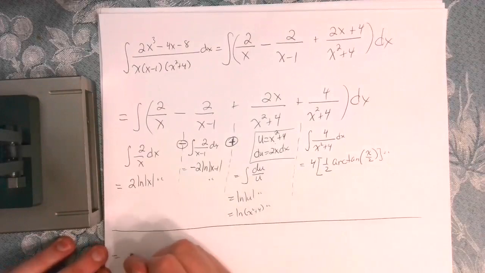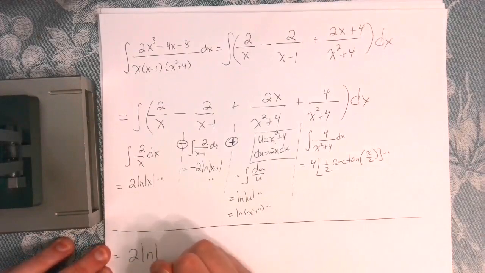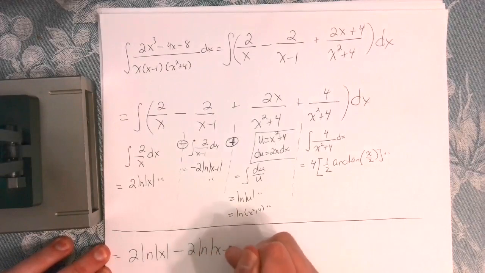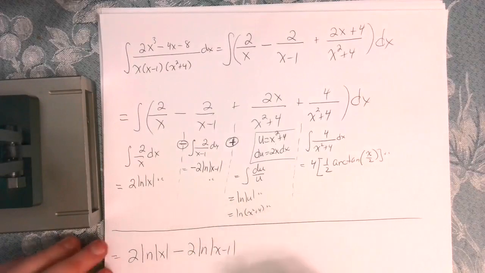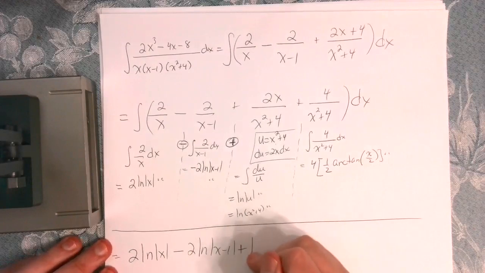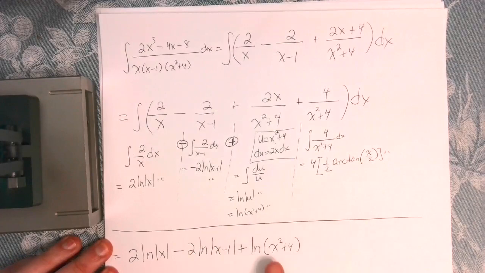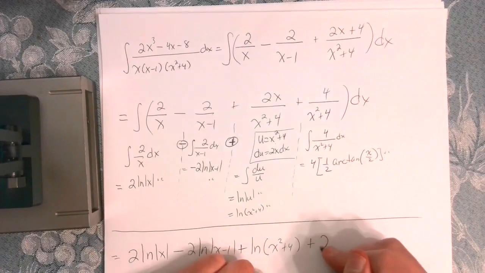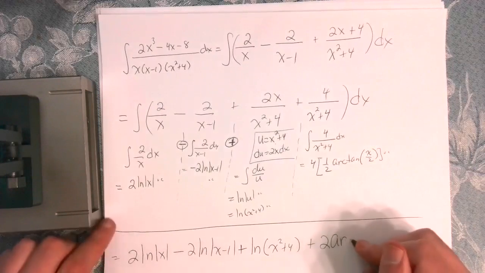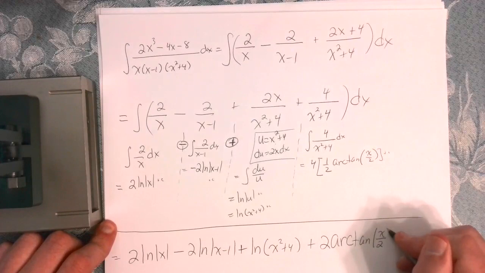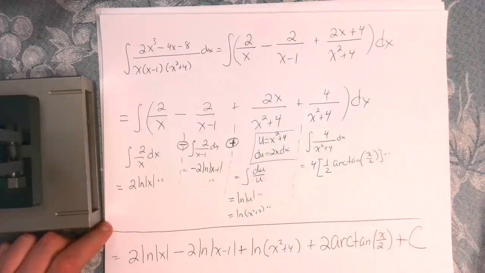We've earned it. So this is 2 times the natural log of x minus 2 times the natural log of x minus 1 in absolute values. This is plus the natural log of x squared plus 4, no absolute values because that's positive for every real number. And then plus 2 arctan or inverse tan of x over 2 plus c.